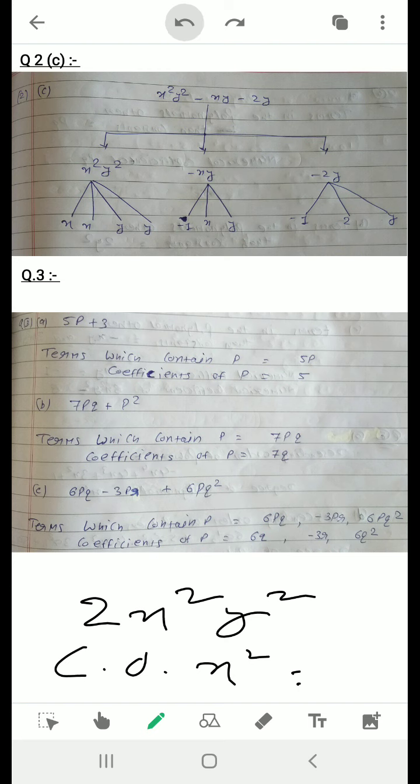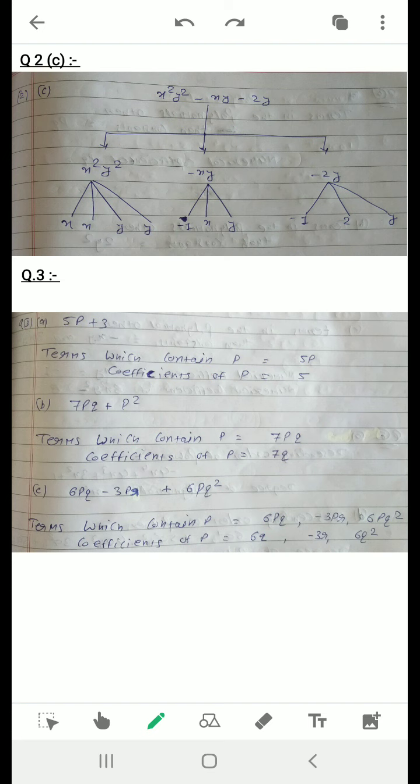Let me explain with other examples also. Question number b is 7pq plus p square. Now the term which contains p is only the first term, 7pq. Don't write p square, because it is not a term of p. It is not the term with variable p. It is of p square. So we cannot write p square, only 7pq. 7pq contains p, and now in this term the coefficient of p will be 7q. That means we need not write p; the rest of all things we will write.